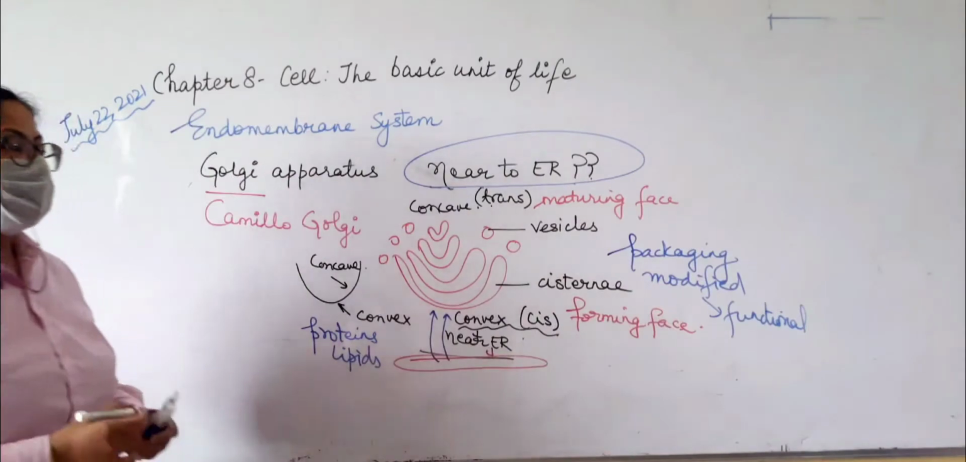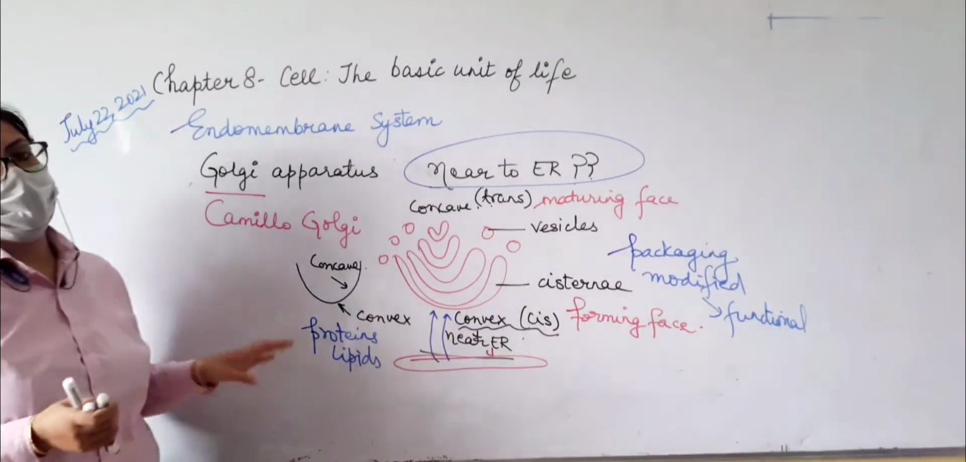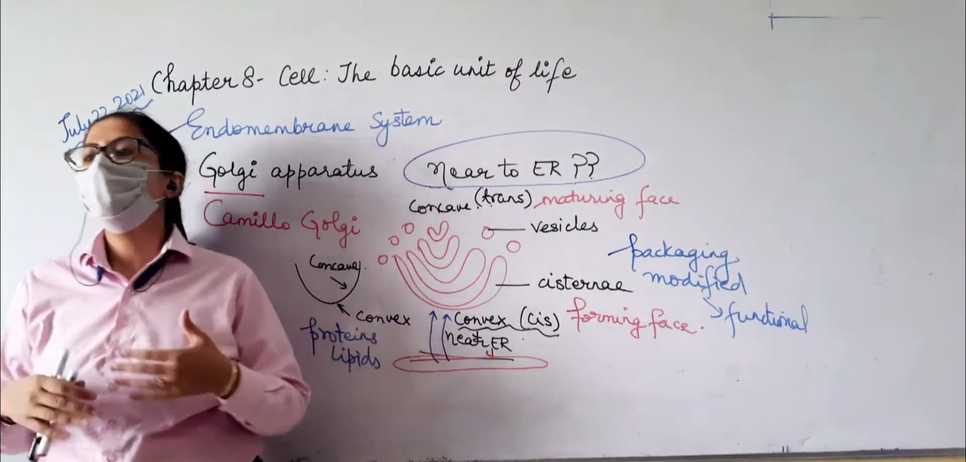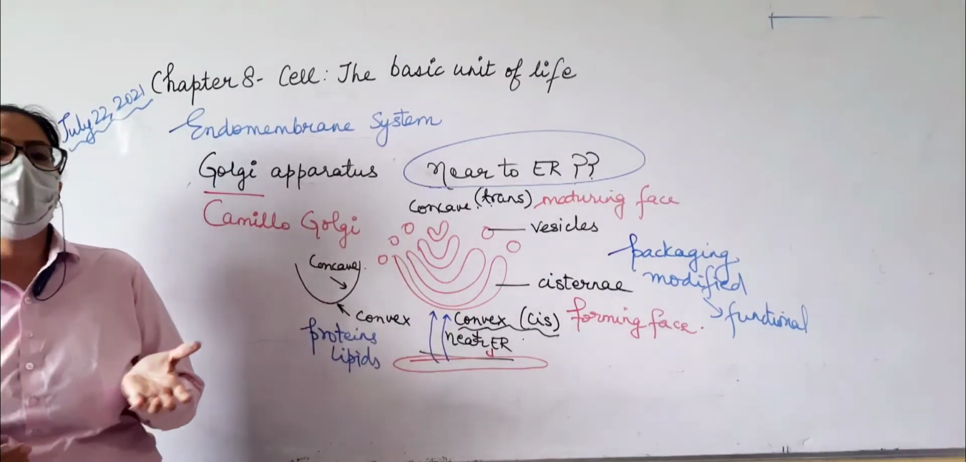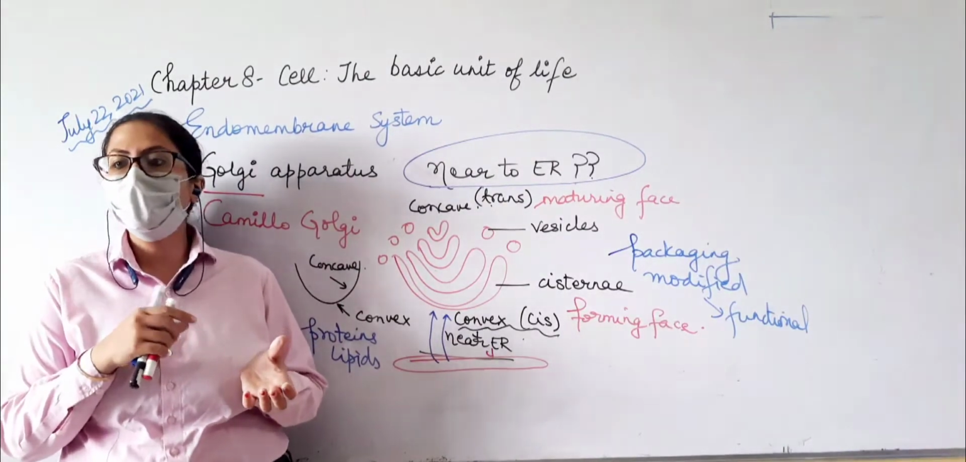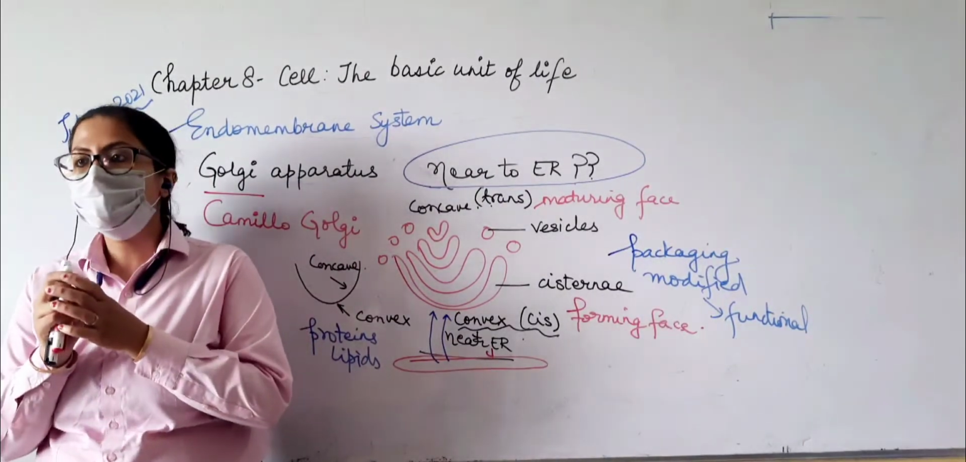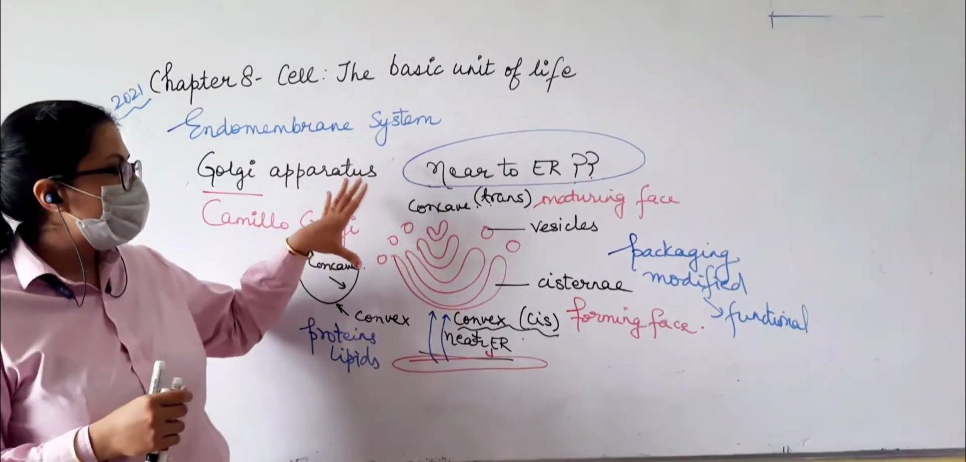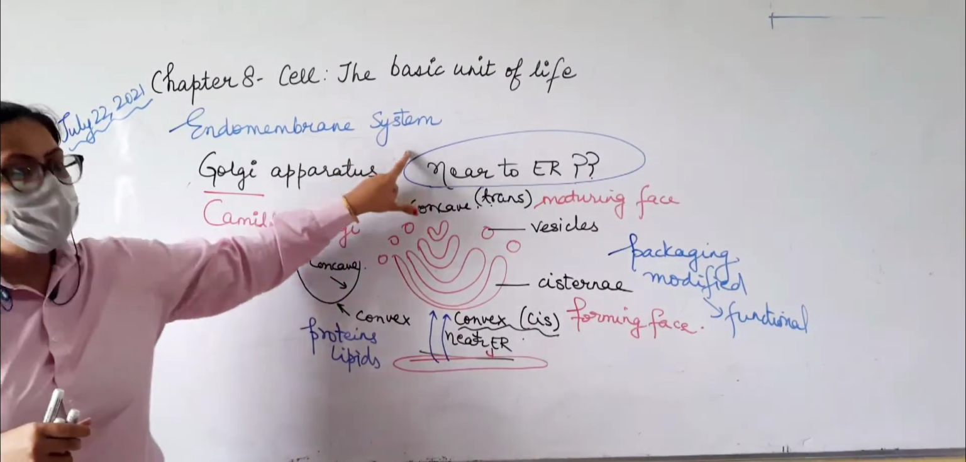How will it become functional? See, there are certain proteins and lipids, once they are formed in ER, they are not able to perform the function. Maybe there is some missing part in the structure, some modification has to be done. It has to be packaged properly before it performs its function. So that is why we have this Golgi apparatus which is near to ER.